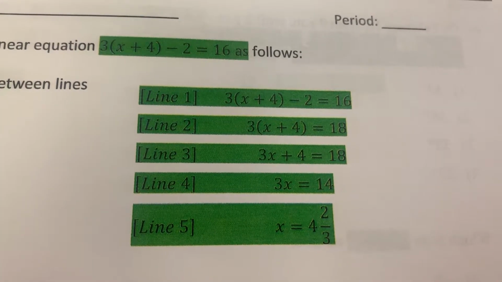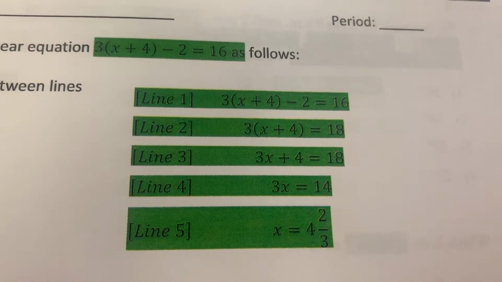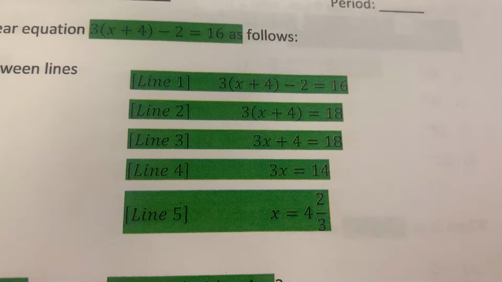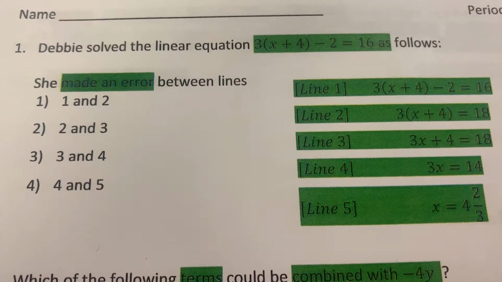3 times x plus 4 equals 18. 3 times x equals 14. X equals 4 2/3. In which line did she make an error?